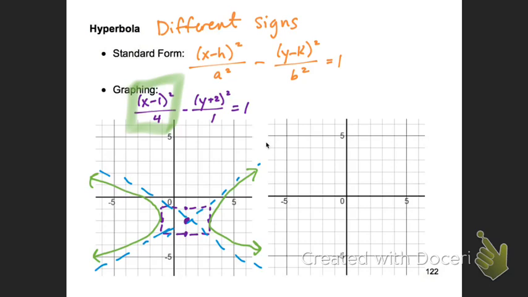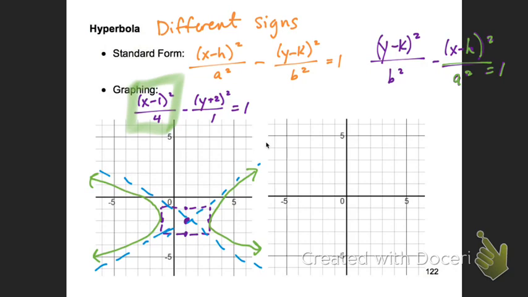Do the arrows ever go on top or bottom? Yeah, so I'm going to draw another one. So that was a horizontal if the x is positive. A vertical is going to look like (y minus k) squared over, you can still call it b squared, minus (x minus h) squared over a squared equals 1. This is if your y is positive and it's vertical.